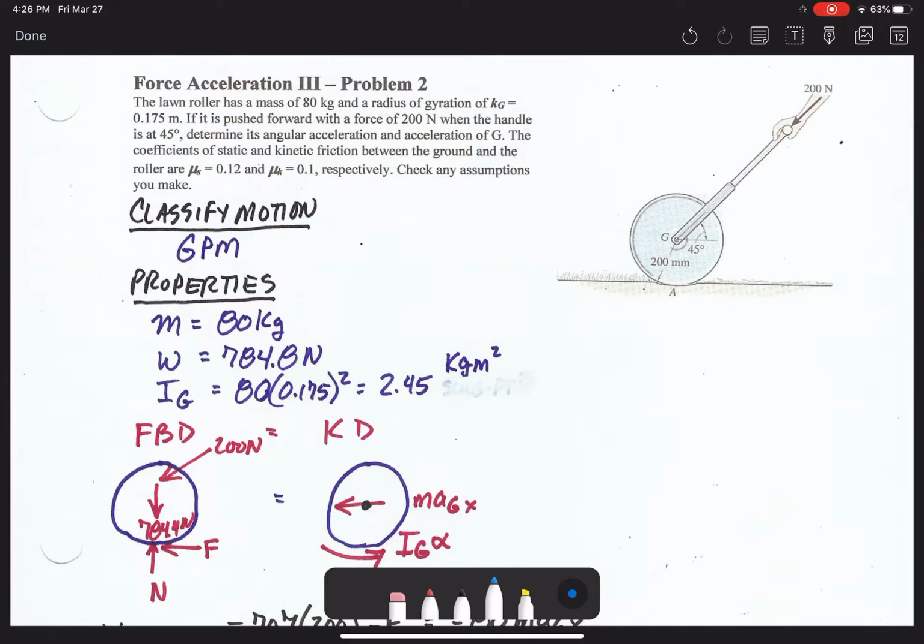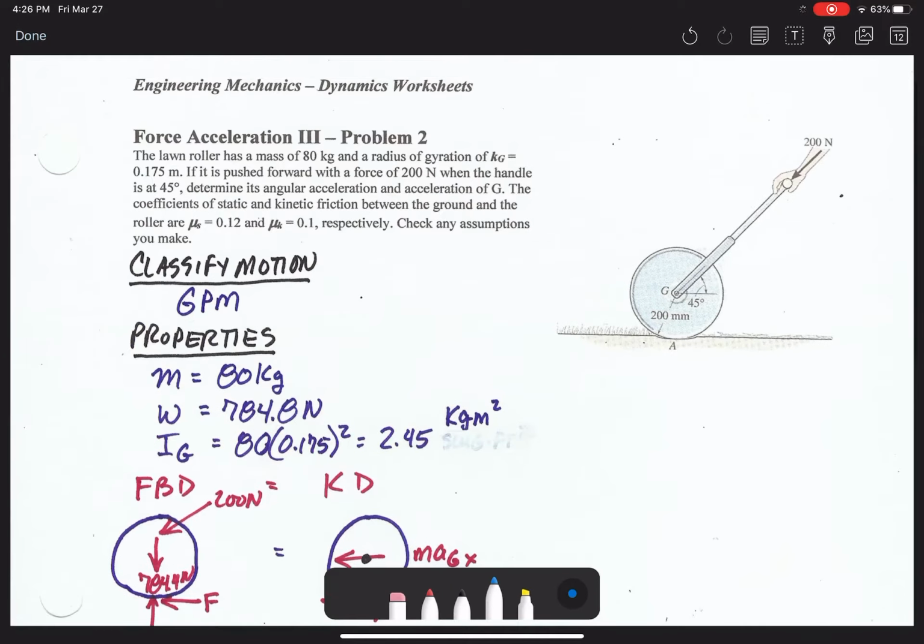This lawn roller has a mass of 80 kilograms. The radius of gyration k_G is 0.175 meter. It is pushed forward by a force of 200 Newtons, when the handle is at 45 degrees as shown there. Determine the angular acceleration of the roller and the acceleration at the center G. The coefficients of static and kinetic friction between the ground and the roller are mu_s 0.12 and mu_k 0.1. Check the assumption you made.